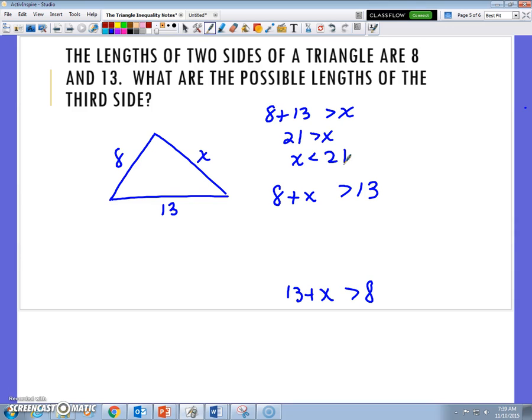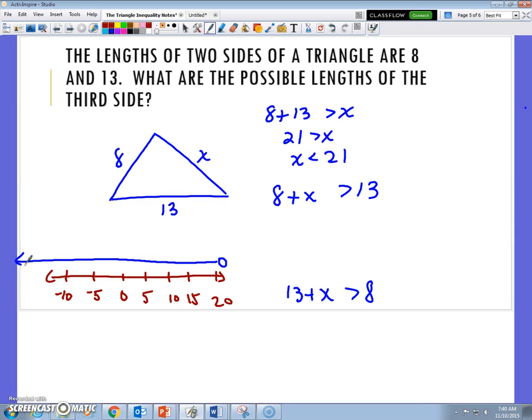And so I'm going to draw a little graph over here to model what my possible solutions are. I'm going to start here at negative 10, negative 5, 0, 5, 10, 15, 20, and that's fine for now. And so what I'm modeling is x is less than 21. So open dot, all these numbers right here. x could be any of those numbers.